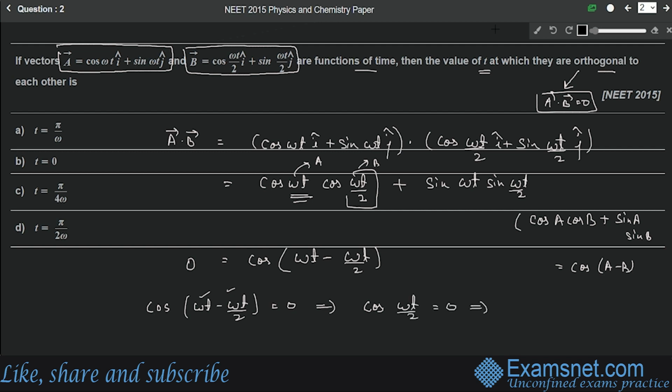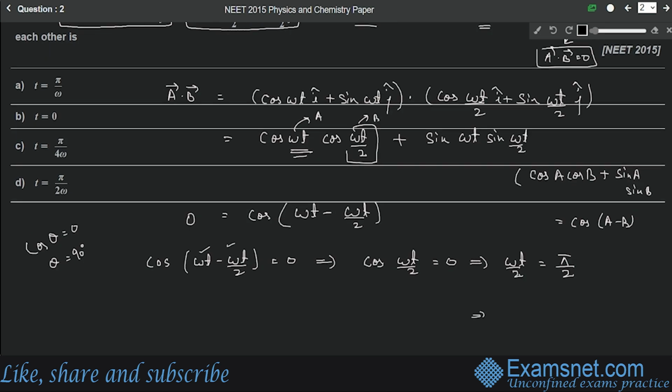So we can say that omega t by 2 is equal to pi by 2. We know that if cos theta is 0, that means theta is equal to 90 degrees. So here cos omega t by 2 is 0, so omega t by 2 is equal to 90 degrees, and 90 degrees means pi by 2. From here we can simply solve. 2 will be cancelled and the time required will be equal to pi by omega. So the time for which they are orthogonal to each other is equal to pi by omega.